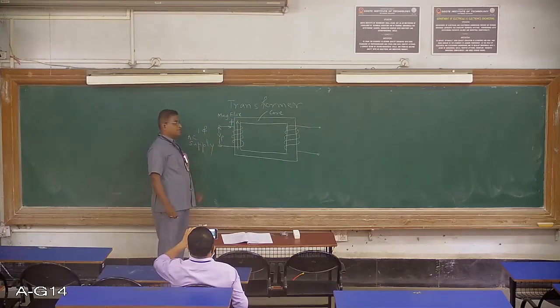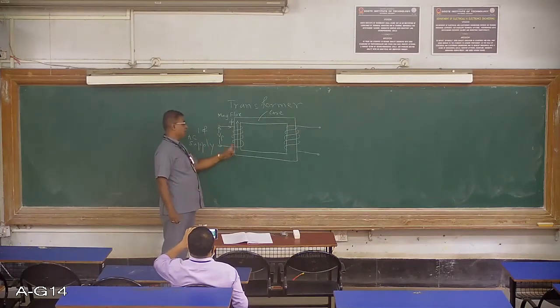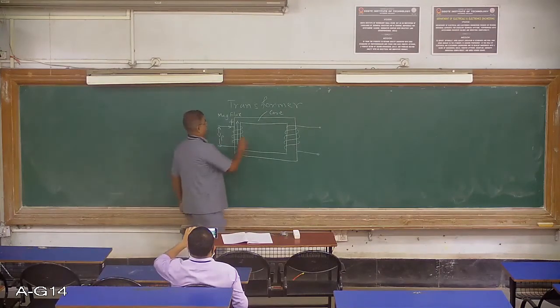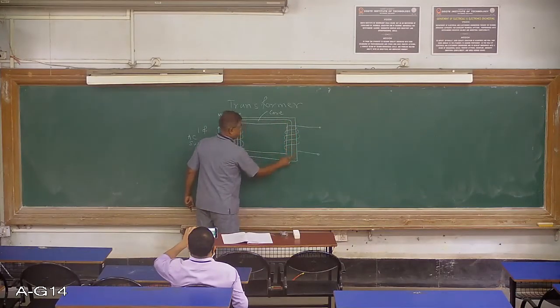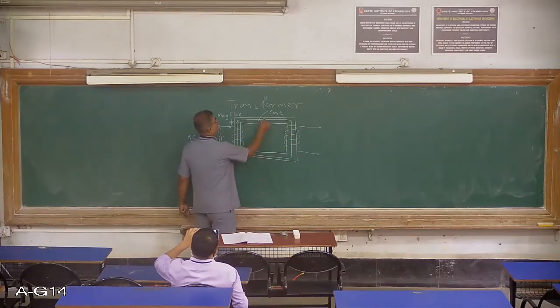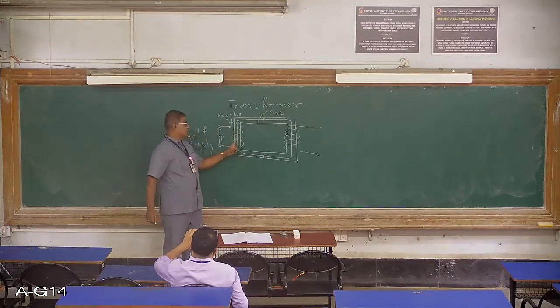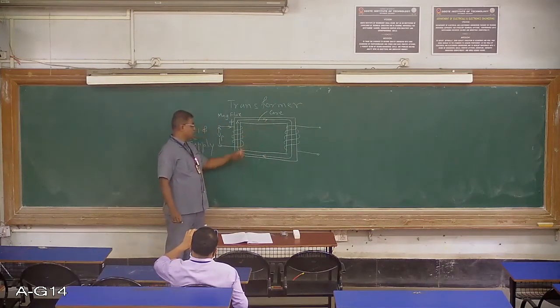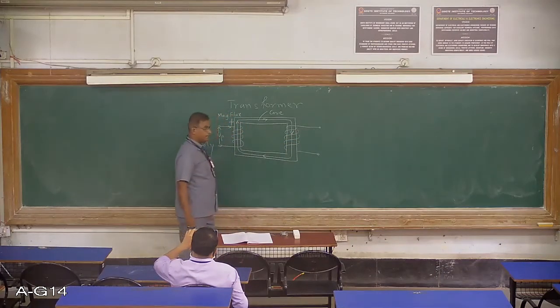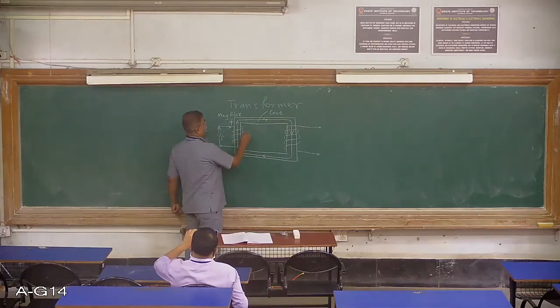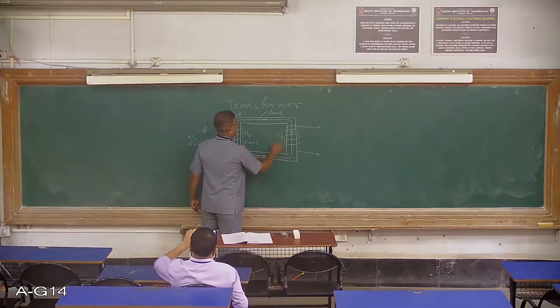Applied voltage is AC, therefore the magnetic flux produced is also AC, alternating in nature. This flux is established readily in the magnetic core as shown. The flux in the magnetic core, which is produced in the primary, links with the secondary winding. Primary winding has NP number of turns. Secondary winding has NS number of turns.